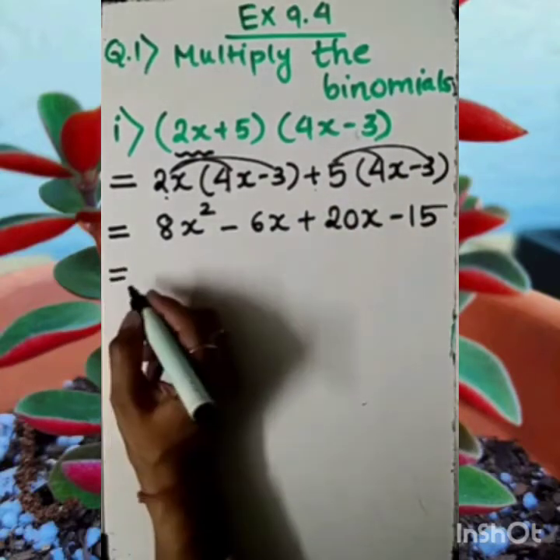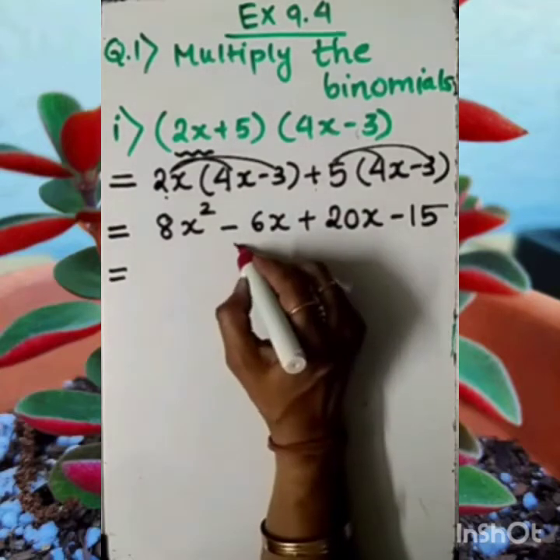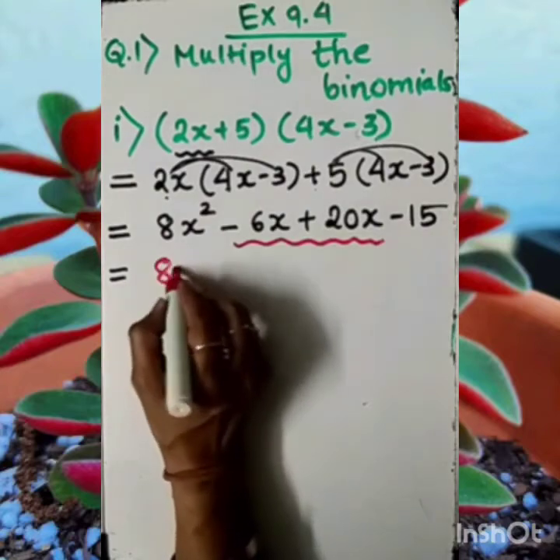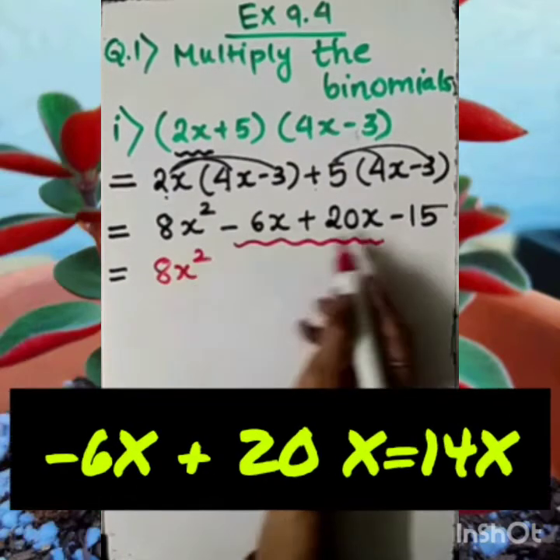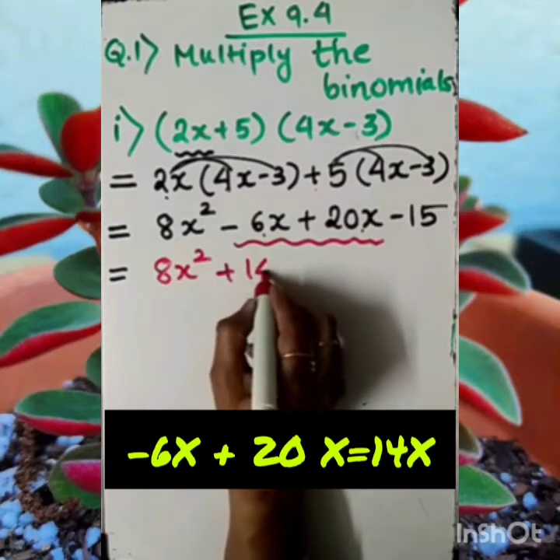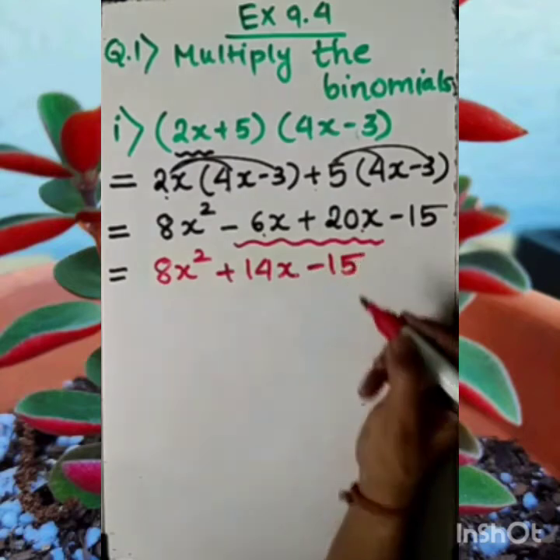Okay. Now, is there any like terms in that? You will see, of course, it's there. Which are these? You can see here minus 6x plus 20x. Okay. So, first 8x square is already there. Now, 20 minus 6 gives the result 14x. And here it is minus 15.